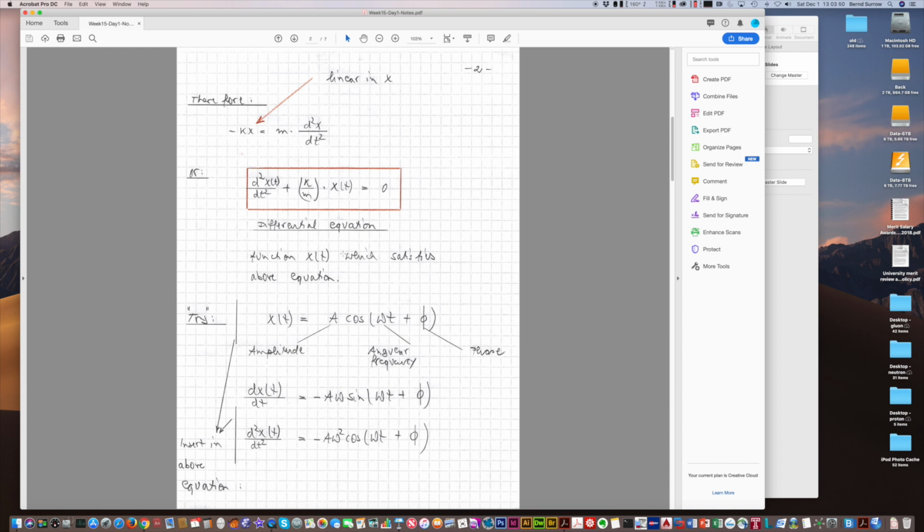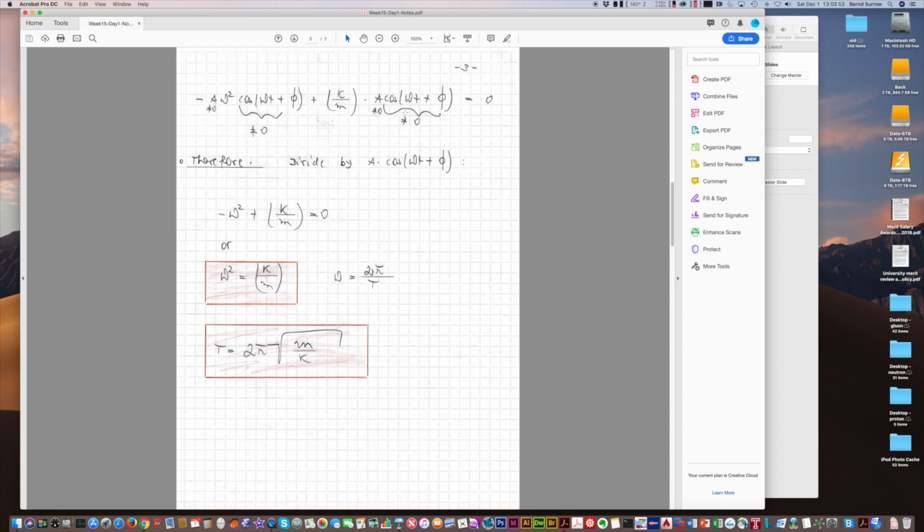So when can this be 0? Well, you're obviously not having a trivial case where the amplitude is 0 and cosine omega t plus phi for any value in time is 0. So you divide by a cosine omega t plus phi. Then we're left with minus omega squared plus k over m equals 0. And therefore we have omega squared equals k over m, or quoting the period as 2 pi square root of m over k.